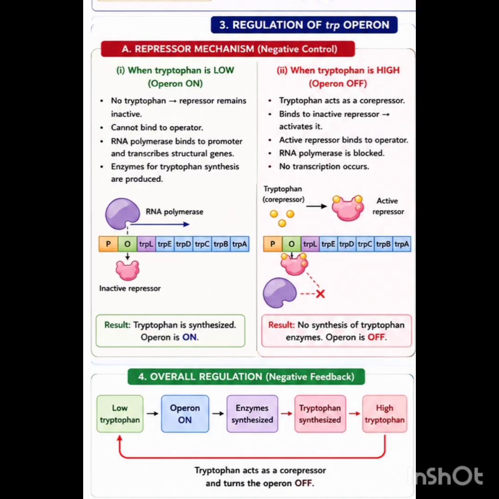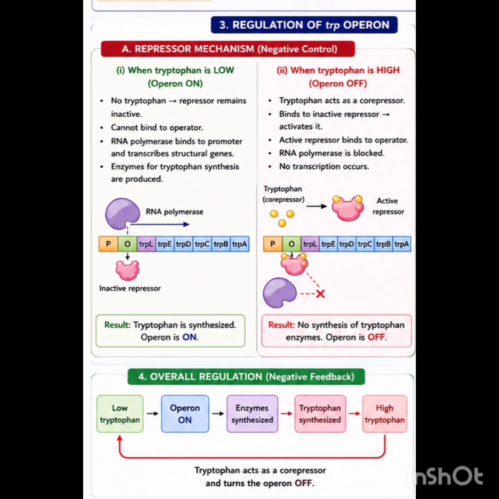Now let us consider the opposite situation where tryptophan is present in excess. When the cell accumulates sufficient quantities of tryptophan, the amino acid itself acts as a co-repressor. A co-repressor is a small molecule that binds to an inactive repressor and converts it into an active form. In the tryptophan operon, the tryptophan molecules bind to the tryptophan repressor protein and induce a conformational change. This structural alteration enables the repressor to recognize and bind specifically to the operator sequence.